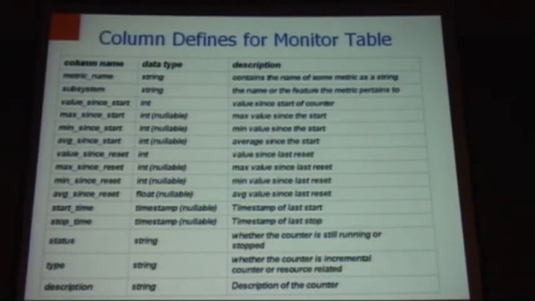So this is what the table looks like. It has the metric name. It has what module it's supposed to belong to. And it has the values in stock. Also, you can reset the value and you get the value since reset. Also, it comes with the start time and stop time, and the status telling you whether the counter is running and what kind of counter it is. So by default, all the counters are turned off. So if you want to study, if you want to know something, you can turn on a particular counter.